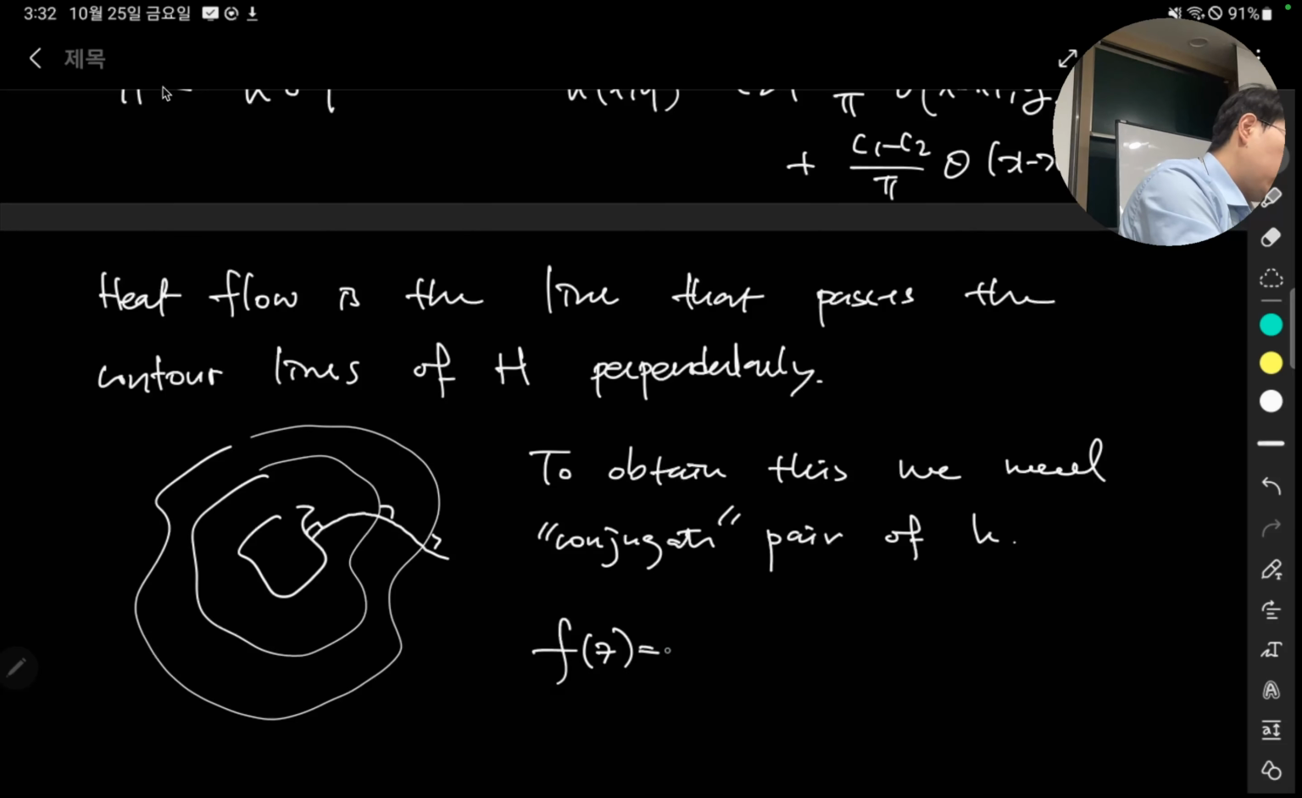So again, let's go back to the complex function. Meaning of complex function. So we defined our h to be theta here.